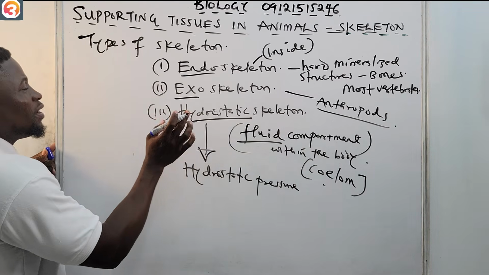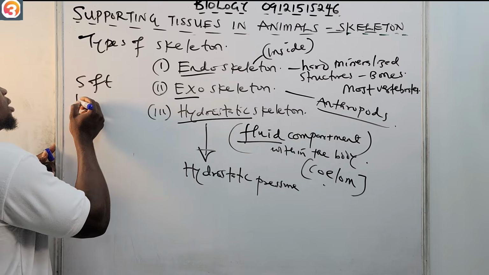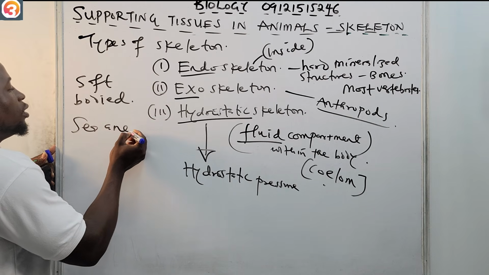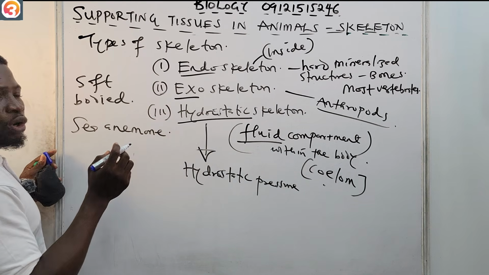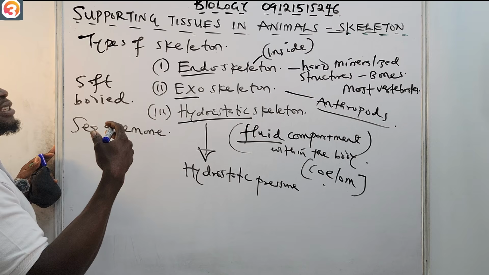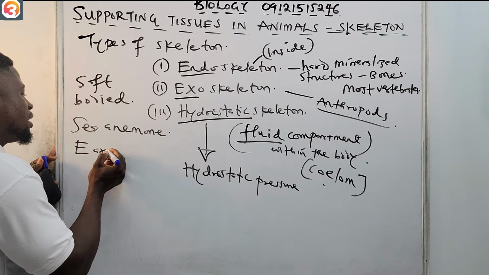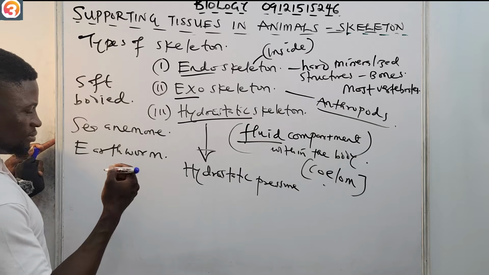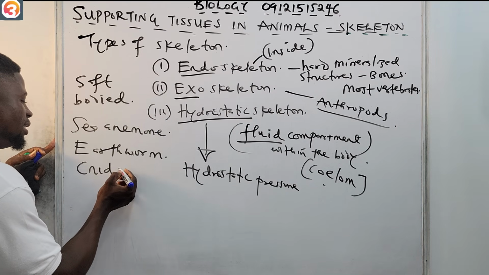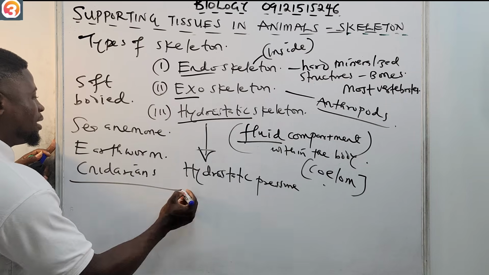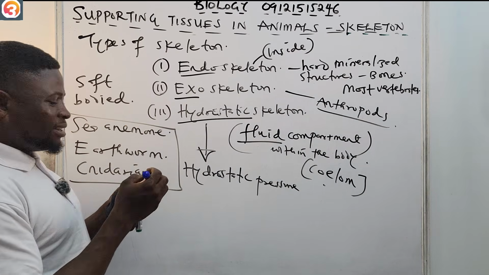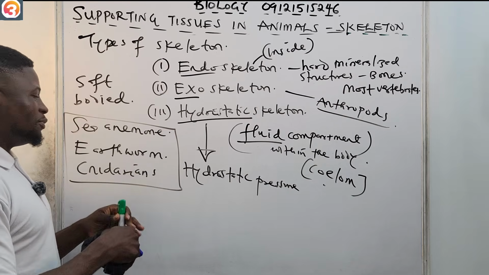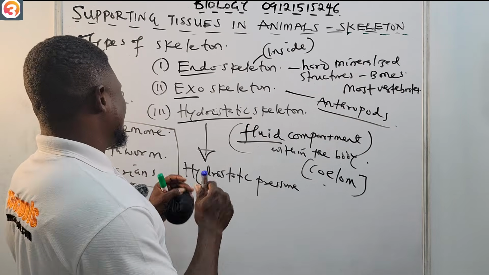This type of skeleton is found in soft-bodied animals, for example your sea anemone. It is also found in soft-bodied animals like the earthworm. Also, you can find them in cnidarians. There are so many other examples, but these are the ones I can remember for now: sea anemone, earthworm, and cnidarians.